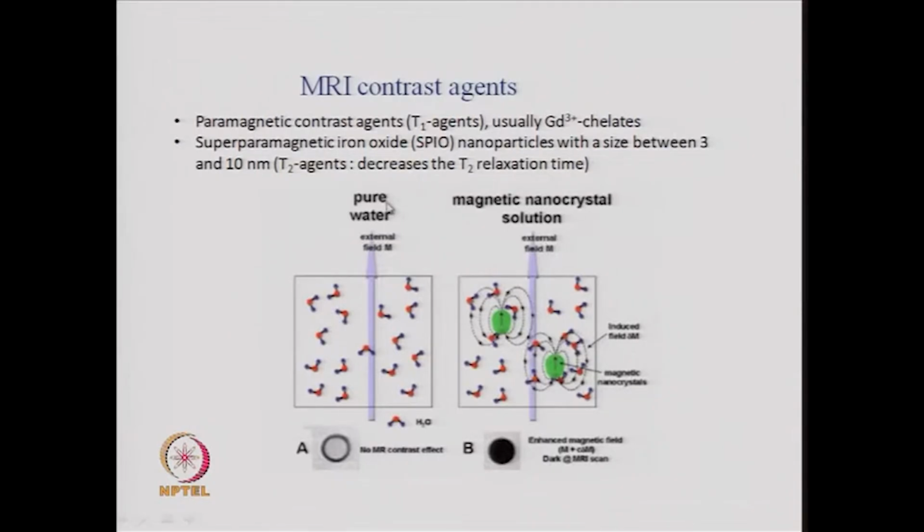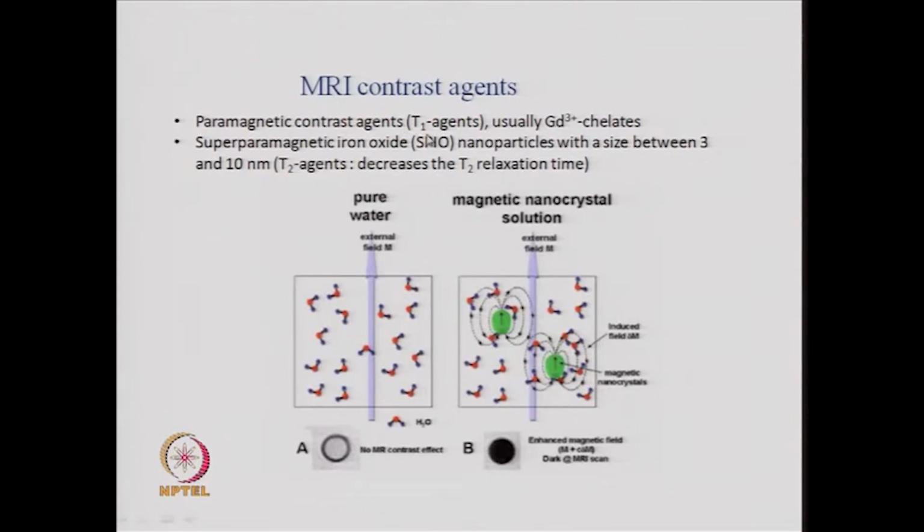So, the MRI contrast agents, as I just mentioned, there can be different types of contrast agents. You can use what are called paramagnetic contrast agents. These paramagnetic contrast agents are also called T1 type agents. The term T1 comes from what is called relaxation time. It is from NMR spectroscopy, which has got two types of relaxations. One is the spin lattice relaxation and the other is the spin relaxation.